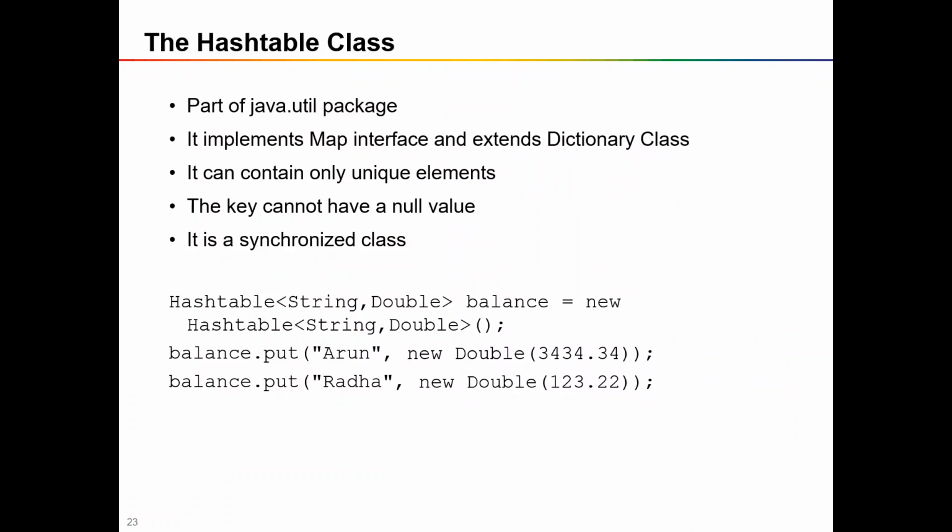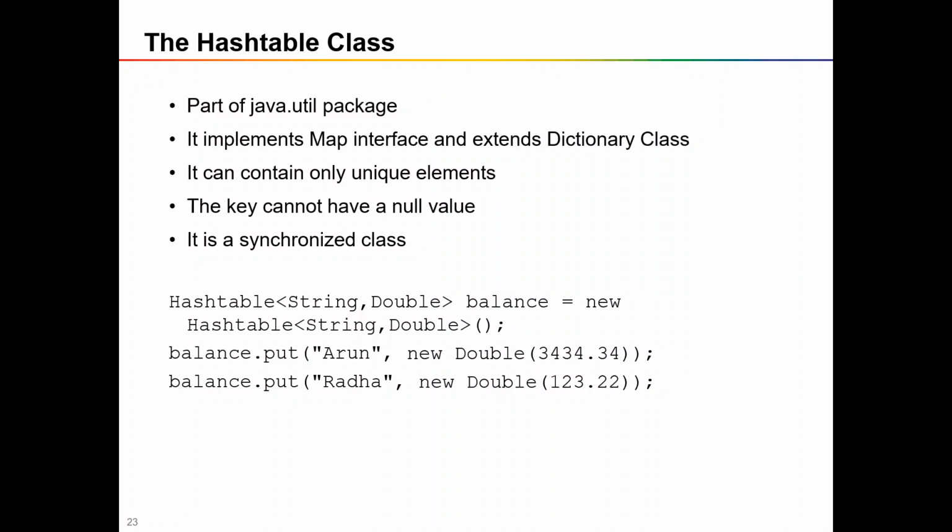Now we'll come back to hash table. All the collection classes are part of one util package, and the hash table is implemented from the map interface, and it also extends the dictionary class. Dictionary is a legacy class under the map hierarchy, so it is a child. All the properties of the dictionary class are extended in hash table.